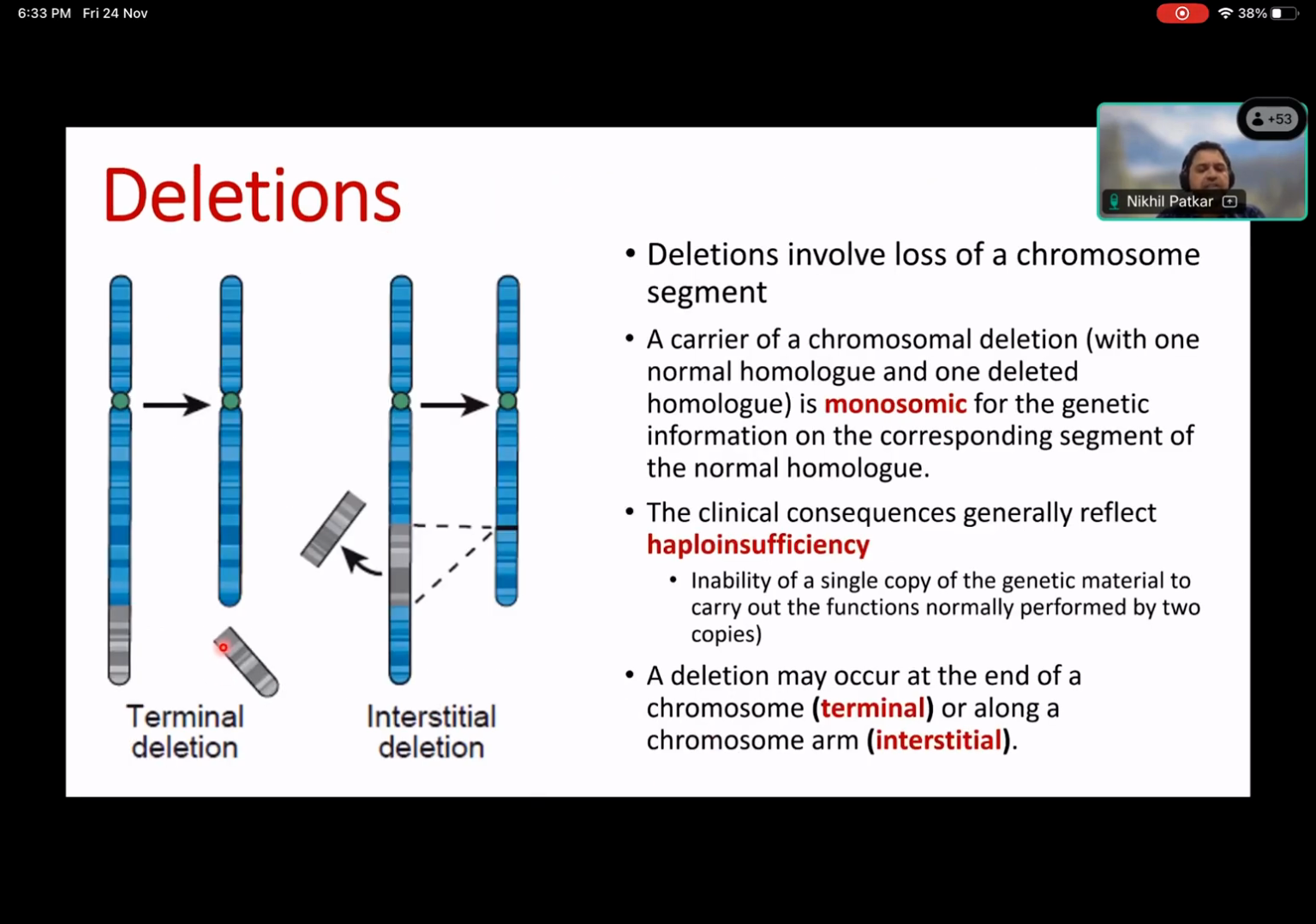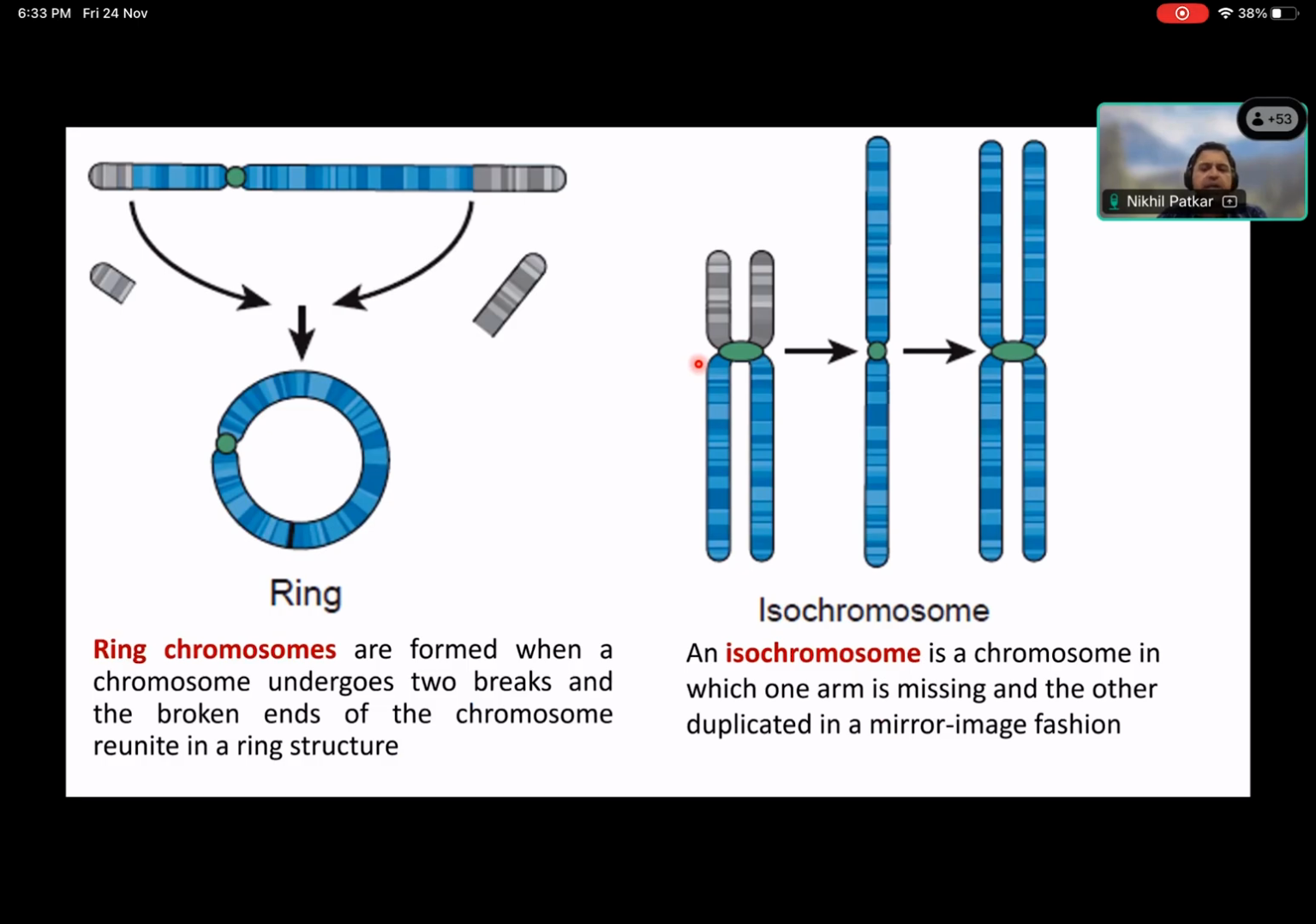Deletions can be terminal deletions at the end of a chromosome, or they can be interstitial, which occur in between. You can also have other structural abnormalities like ring chromosomes or isochromosomes. A ring chromosome occurs when both ends are gone and these ends fuse to each other. An isochromosome is seen when one entire arm of a chromosome goes missing and then gets duplicated in a mirror image fashion.